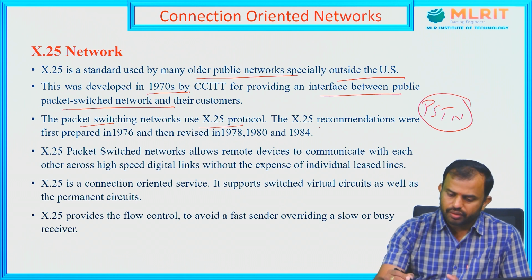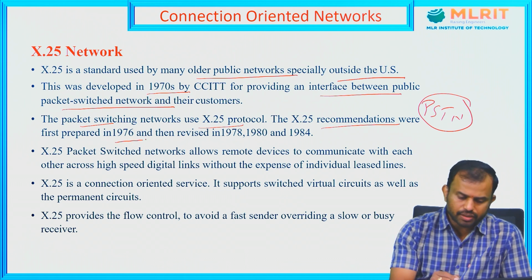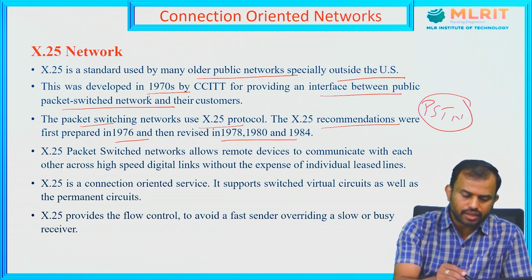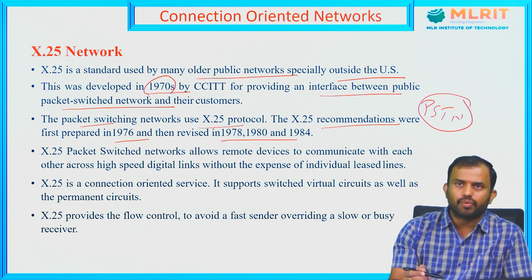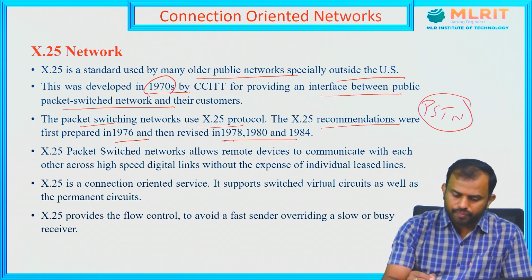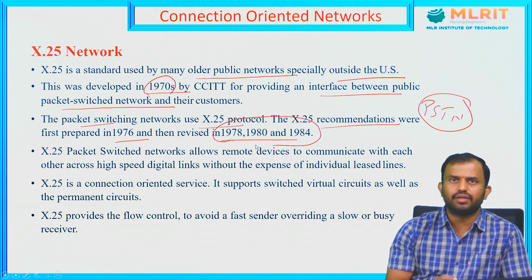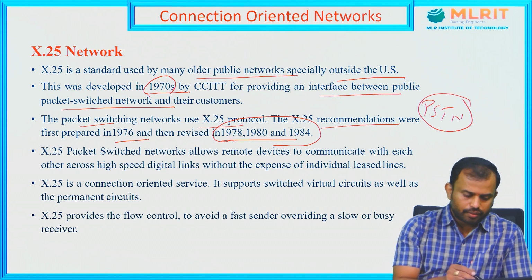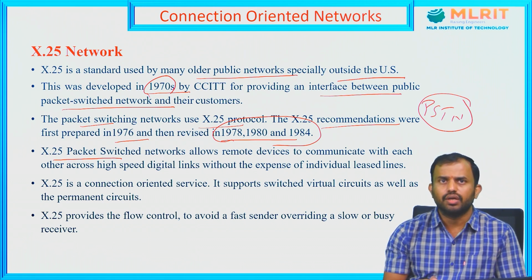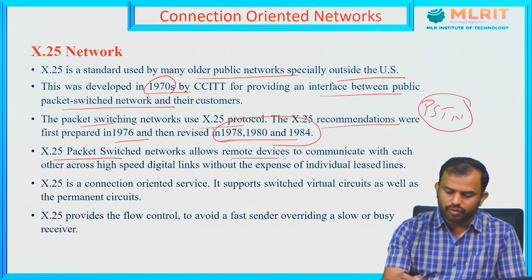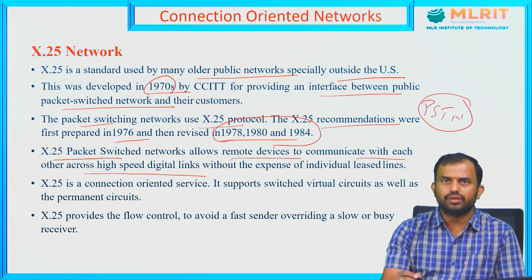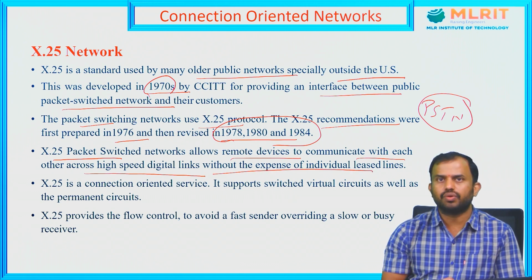Here, the recommendations were prepared in 1976 and revised in 78, 80 and 84. Actually, this was installed in the 1970s, but later on the implementation processes changed, the network architecture changed, layers were added, and there were updated versions in 78, 80 and later 84. And this X.25 packet switching network is a network architecture which allows remote devices to communicate with each other across a high-speed data link, without the expense of any individual leased lines.